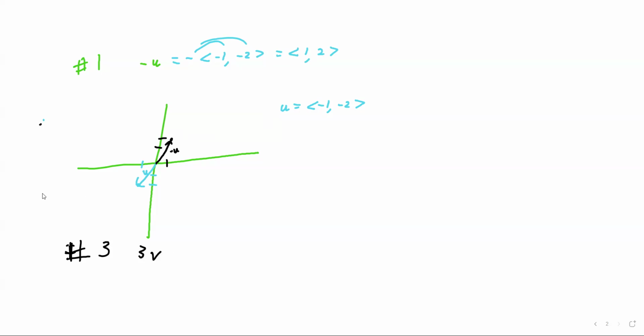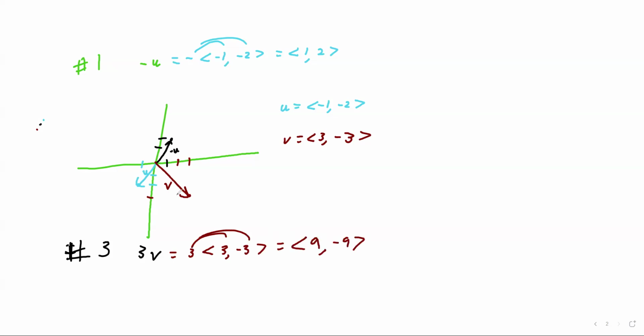So I see that v here looks to be at 3, -3. So here's v. So again, v looks to be at 3, -3. And then I need to do 3v. So that means that I'm going to do 3 times 3, -3. So this is my scalar multiple. When I multiply it in, I just get 9, -9.